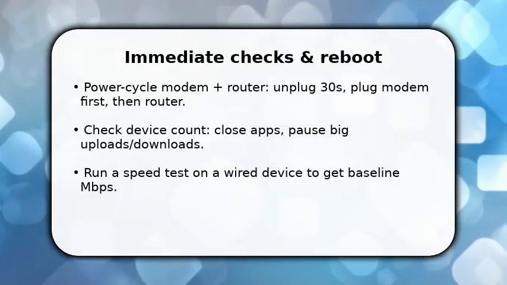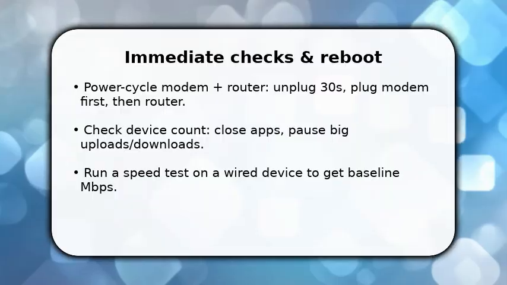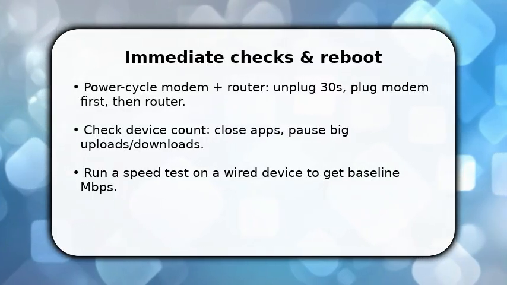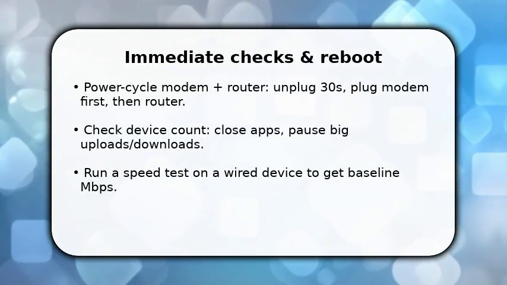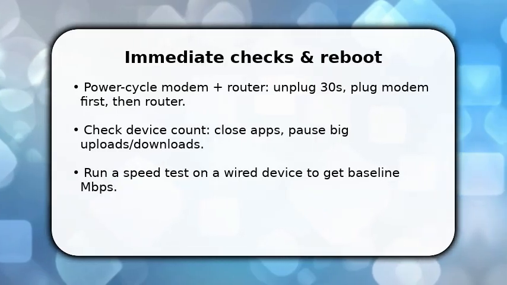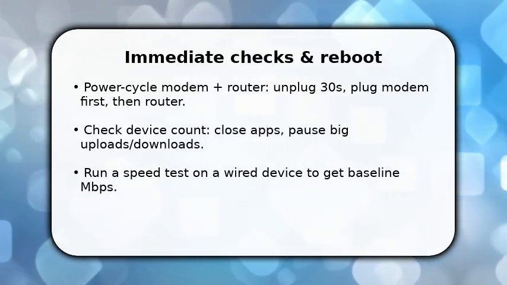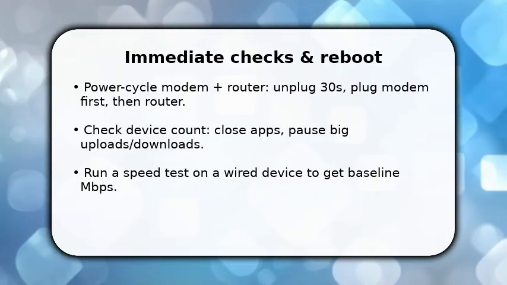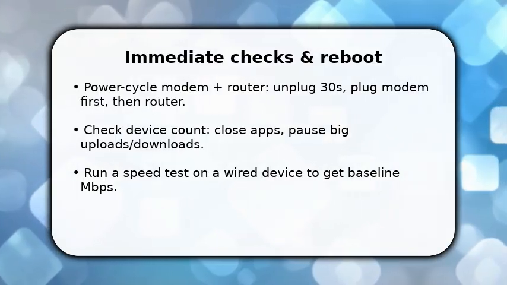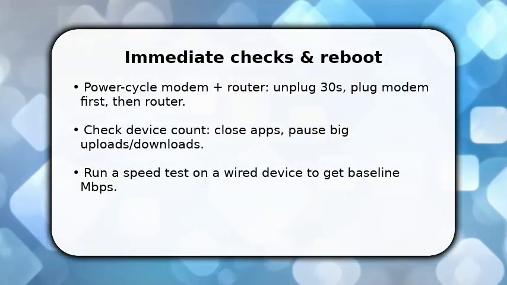You start by confirming basics that actually affect speed. Power cycle both modem and router and then test. Unplug devices for 30 seconds, plug the modem back, wait until lights stabilize, then power the router. Once done, connect one device via Ethernet to measure raw ISP speed.